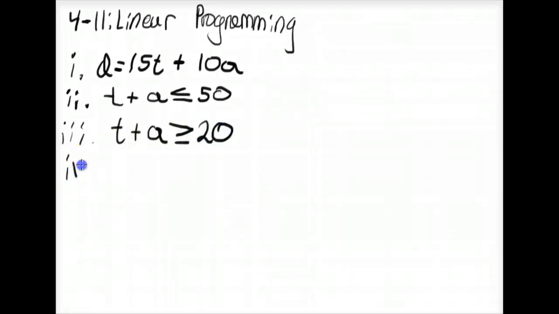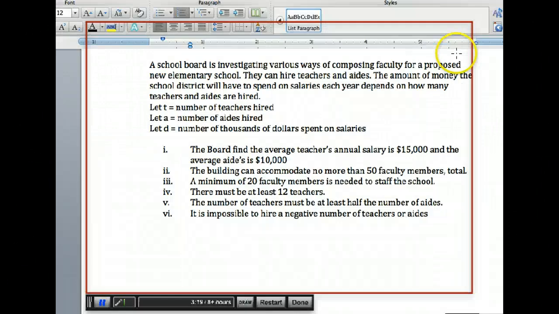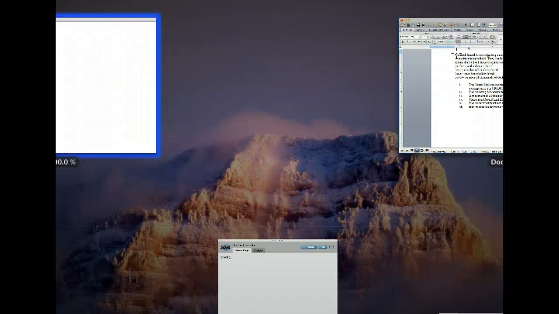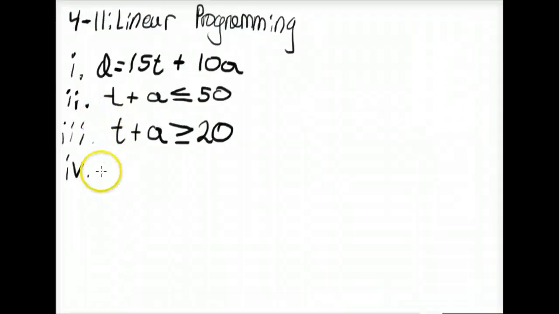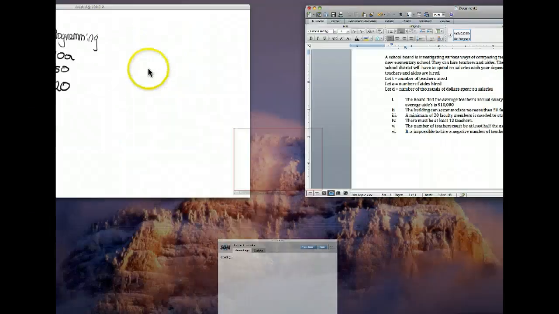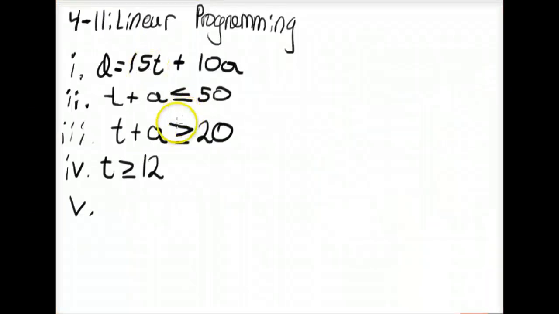The fourth restraint says that there must be at least 12 teachers. So that means that T has to be greater than or equal to 12. The fifth restraint says the number of teachers must be at least half the number of aides. So that means that the number of teachers has to be greater than or equal to 1/2 of the aides.